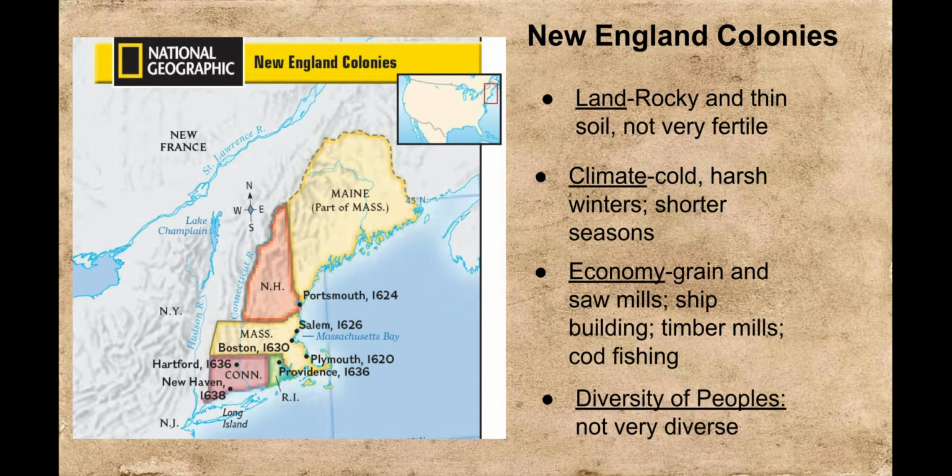Now, when it came to diversity of peoples, to be very honest, this region does not have a huge diversity of people, all right? During this time period, the people that predominantly or mainly inhabited these colonies tended to be from England. Most were white. Many of them had very large families, and they also tend to be very, very religious.